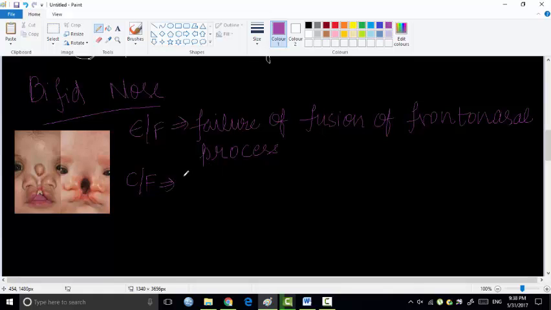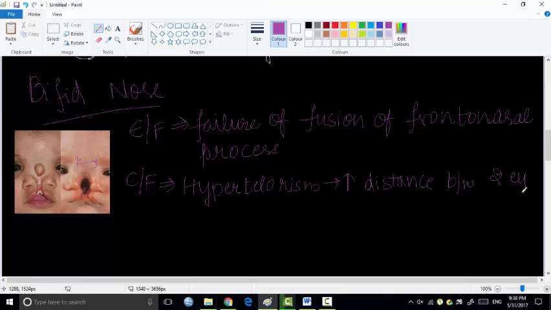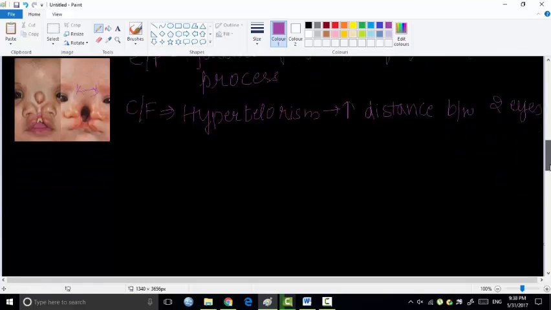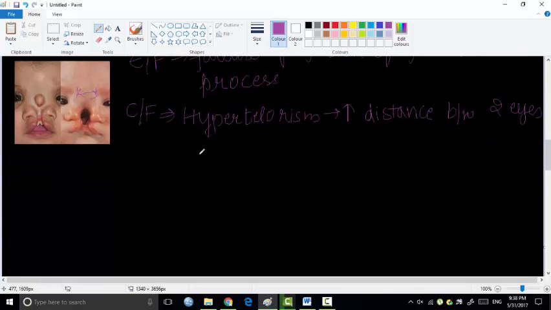So the clinical features, one is hypertelorism. What is hypertelorism? This is the distance between the two eyes. See, the distance between the two eyes is more. Hypertelorism is increased distance between two eyes, right? So that is hypertelorism, it is high. That is one clinical feature.